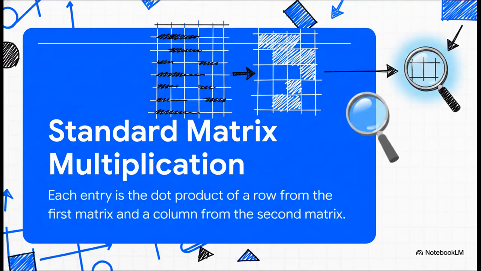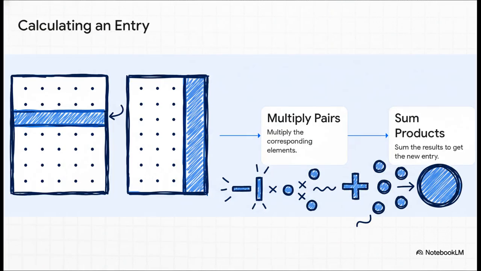Okay, so the formal definition sounds a little dense, I know, but the idea behind it is actually pretty straightforward. To get just one single number in your final matrix, you take a whole row from the first one, a whole column from the second, and you mash them together. Let's make that real for a second. Imagine you want to find the value for that very first spot, top left corner of your answer. You grab the entire first row of matrix A, you grab the entire first column of matrix B, you multiply their first numbers together, then their second numbers, and so on. And then you just add all those little products up, and boom! That's your answer for that one single spot.